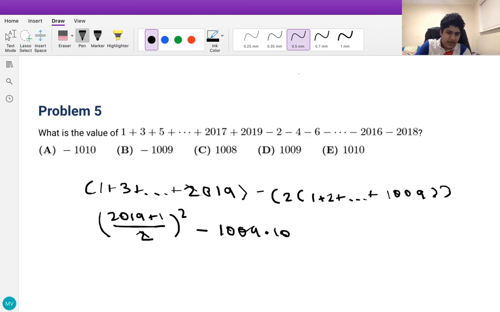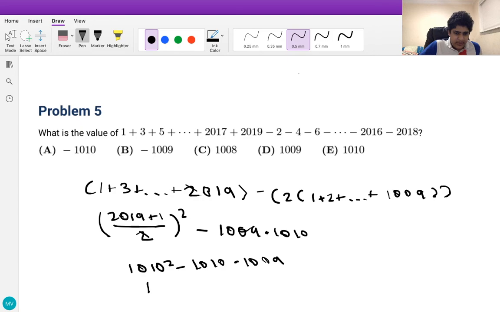Now we can evaluate this fraction to be 1010, so our answer is going to be 1010 squared minus 1010 times 1009. And we can immediately see that since 1010 squared is 1010 times 1010, this value, by the reverse of the distributive property, is 1010 times 1010 minus 1009. And since 1010 minus 1009 is 1, the result is simply 1010. E.